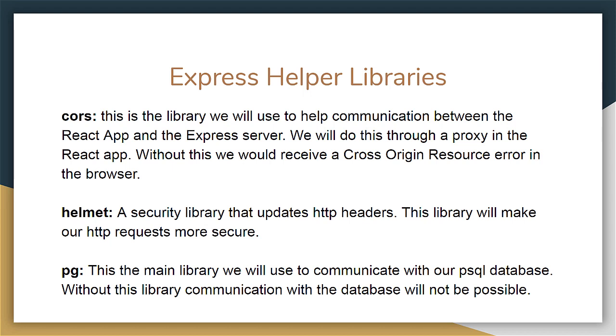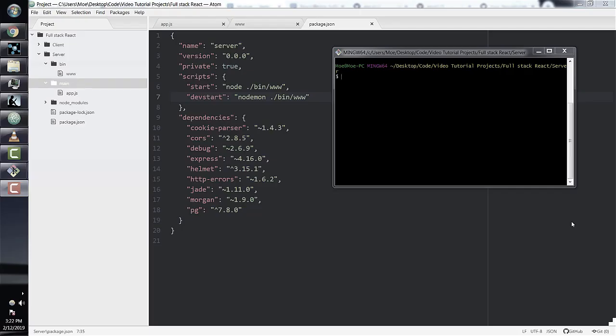And finally, we have the pg library. And this is the main library we'll use to communicate with our PSQL database. And this pg library is similar to the other libraries that are for other databases like MySQL. And that library is called mysql.js. And in the same way, this pg library is what provides us a way to communicate with our PSQL database from our Express server. So we can now go back to our app and test to see if it's working.